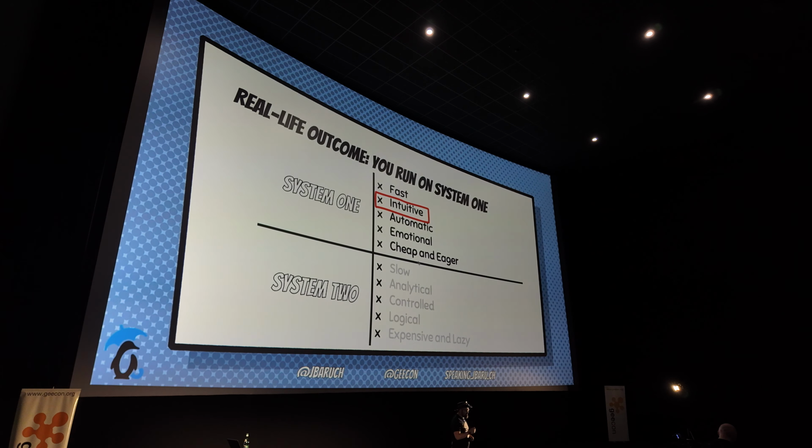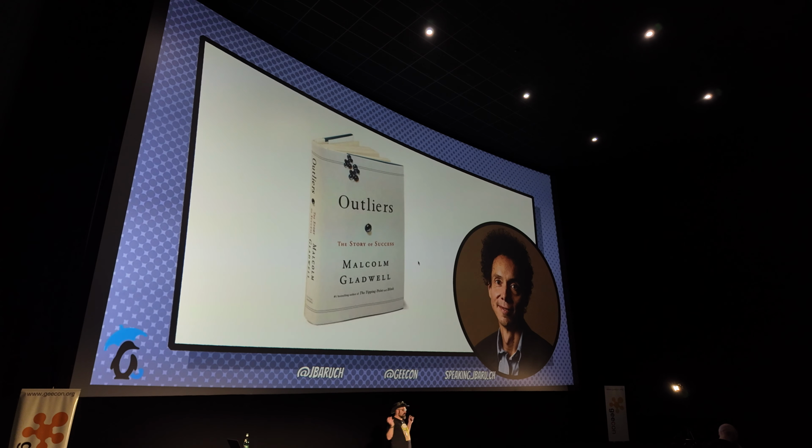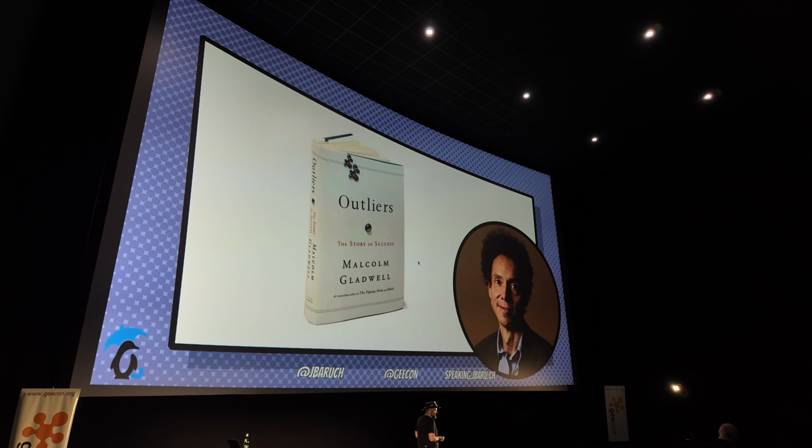What happens with intuition? Let's talk about intuition for a second. Professor Kahneman defines intuition as the ability to execute skilled responses and generate skilled intuitions after adequate training. The whole thing about how great we are with intuition was popularized by Malcolm Gladwell in his book Outliers. It's a very good book, but it also got tons of criticism because what Malcolm Gladwell is saying is this: 10,000 hours of practice move some activities from being system 2 to being system 1. You want an example of this and how this is 100% on point? Driving.